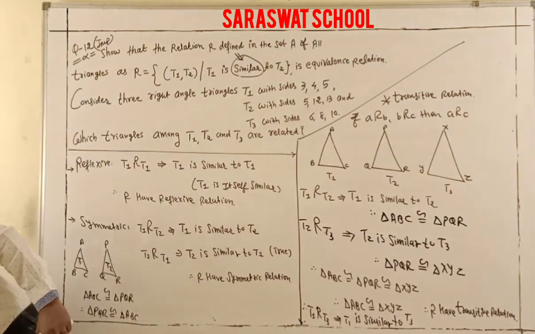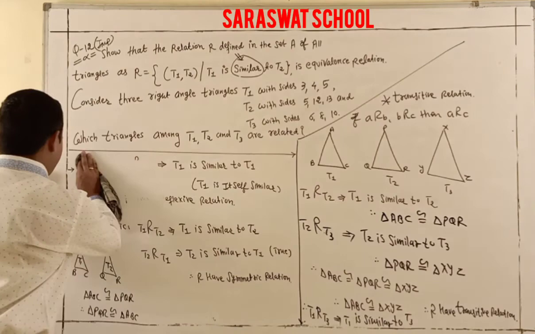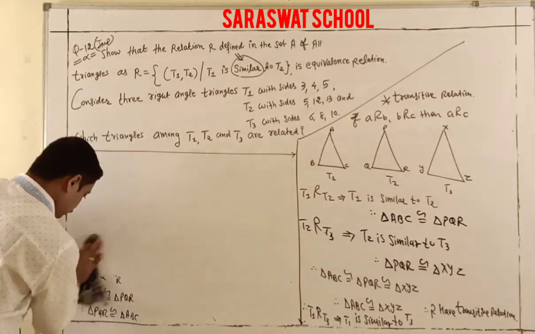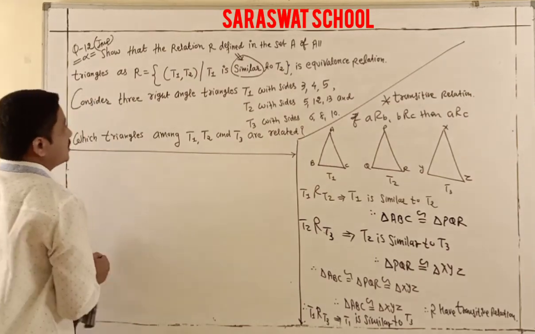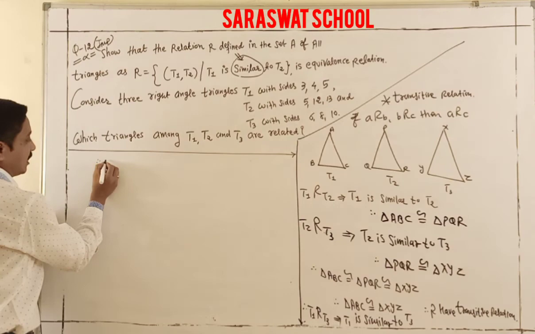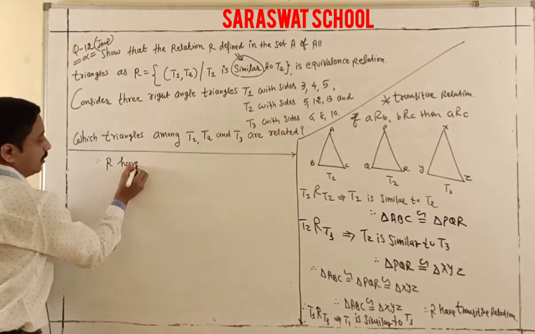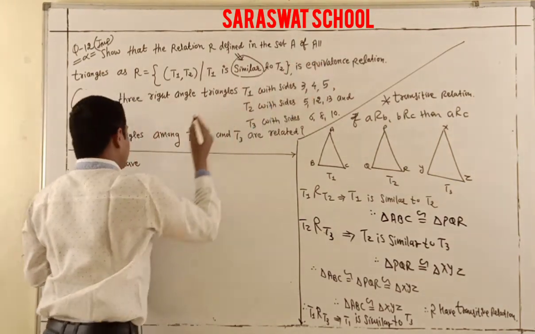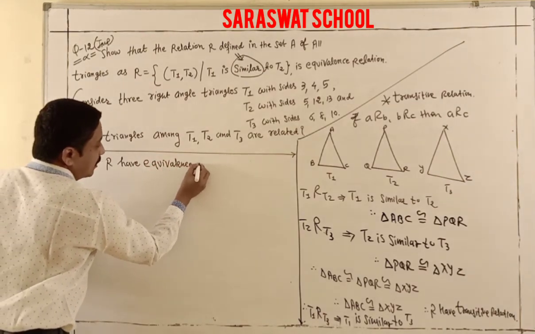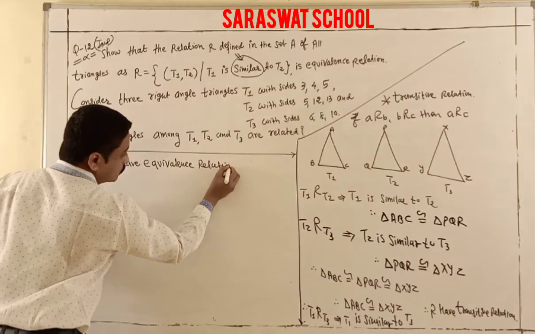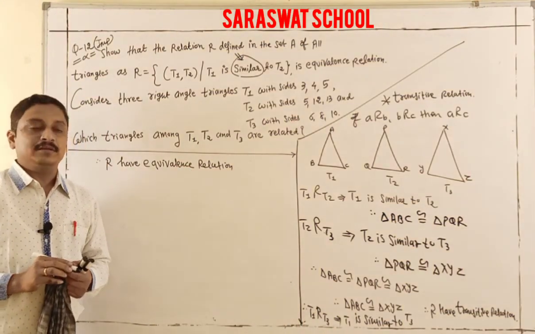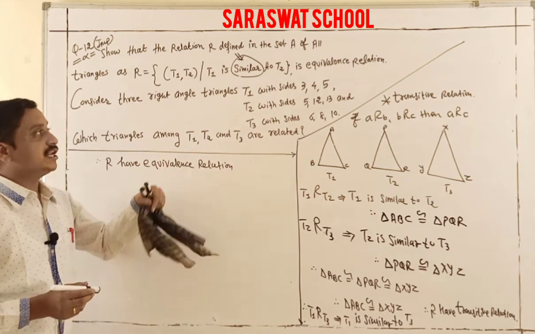Here the transitive relation is done, symmetric is done, and reflexive is done. So students, we can say yes, R is an equivalence relation. And that is done.